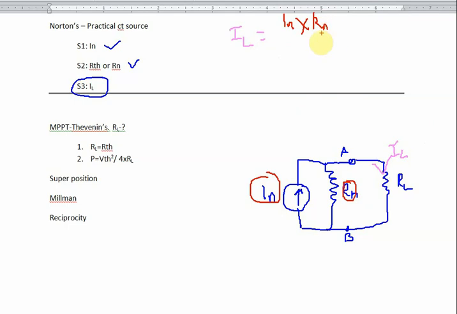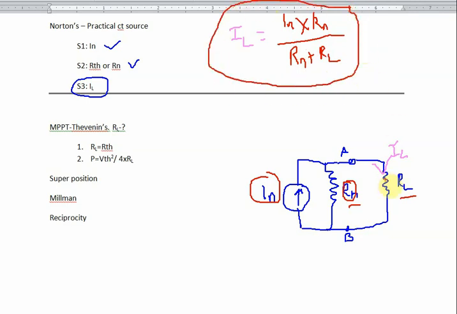RN divided by the two resistances. What are the two resistances? RN plus RL. Write it. So this is the formula. This is the method to find out IL, the load current.